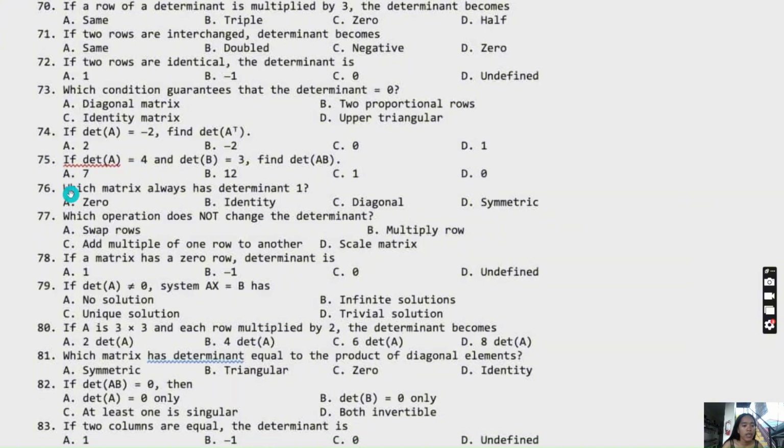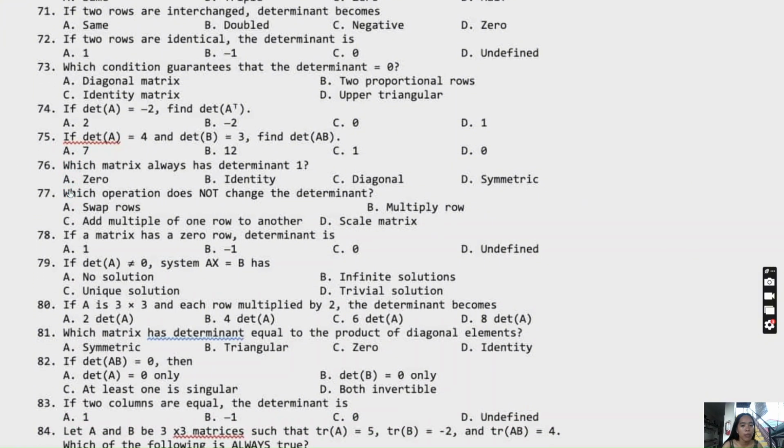So number 71, if two rows are interchanged, the determinant becomes negative. So these questions are repeats, no? That if we interchange two rows, then if the determinant was 12, then it becomes negative 12. So that is the example.